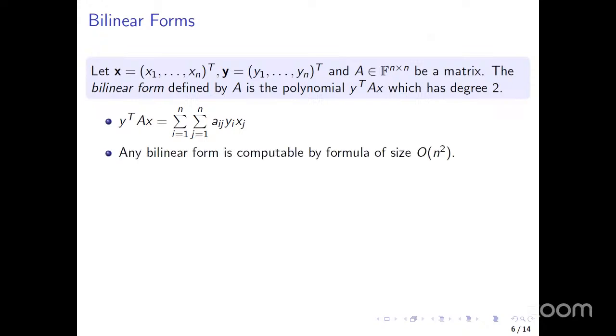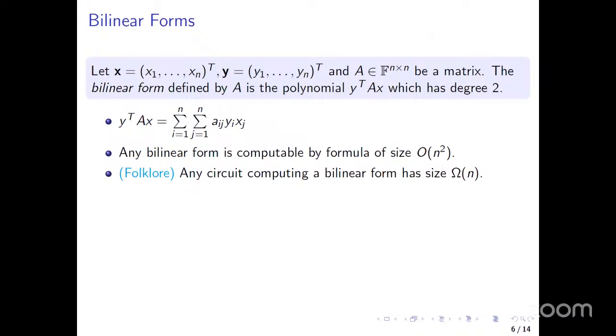If you stare at this expression, you can see that any bilinear form can be computed by a formula of size order n square. You just open out the sum gates and write it down. And what we know is that any circuit computing a bilinear form has size omega n. There are 2n variables, and all the variables must appear somewhere in the circuit. That's the argument.